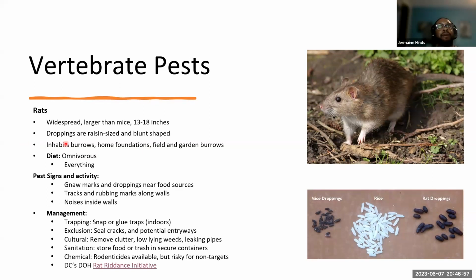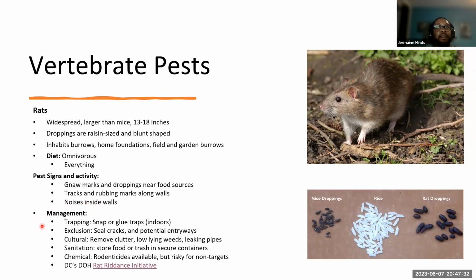So rats inhabit burrows, home foundations, field and garden burrows. As far as diet, they're omnivorous, they eat anything. As far as pest activity, gnawing marks near your housing structures or near food structures, around trash cans and things like that. You'll see tracks and rubbing marks along walls, like a greasy residue along your baseboards or along the base of the walls. You can hear noises inside the walls. Those are signs of rats inside your walls.